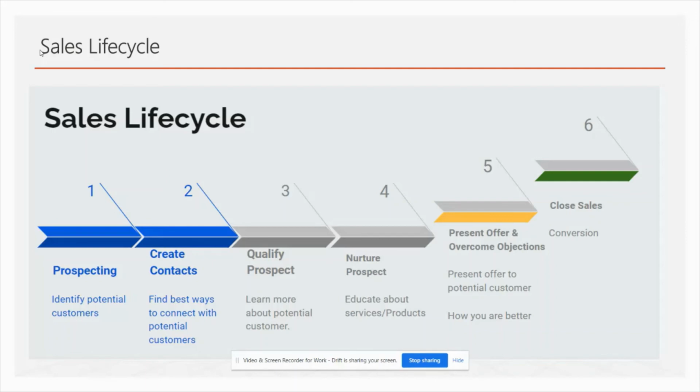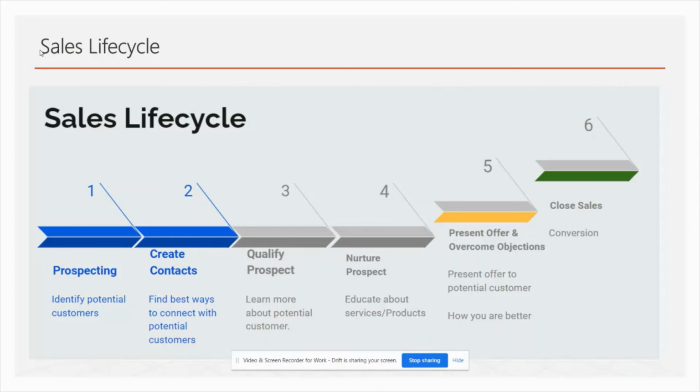Salespeople will find the best ways to connect with the potential customers. They need to set up meetings. They need to call them to understand their needs. So this is called a lead. The lead is converted into a qualified prospect. In qualified prospects, salespeople understand more about the potential customer. They will learn more about the potential customers.